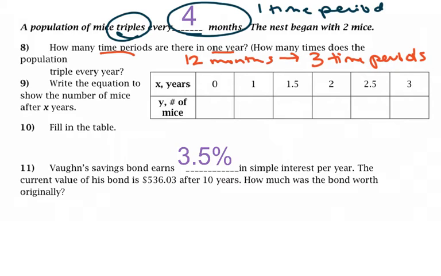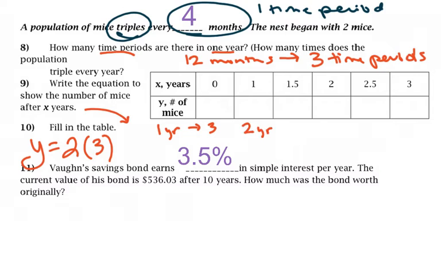So number 9, it says write the equation to show the number of mice after X years. I'm going to come down here so I have room: y equals. We know we start out with 2 and we know that it's going to triple. That part's the easy part about doing the equation. As far as doing the exponent, that's where we really have to stop and think. If I have 1 year, that's 3 time periods. If I have 2 years, that's 3 time periods and 3 time periods, 6 time periods. If I have X years, that's going to be X times 3, so it's going to be 3X. So it's going to be to the power of 3X, and that's how you're going to write your equation.